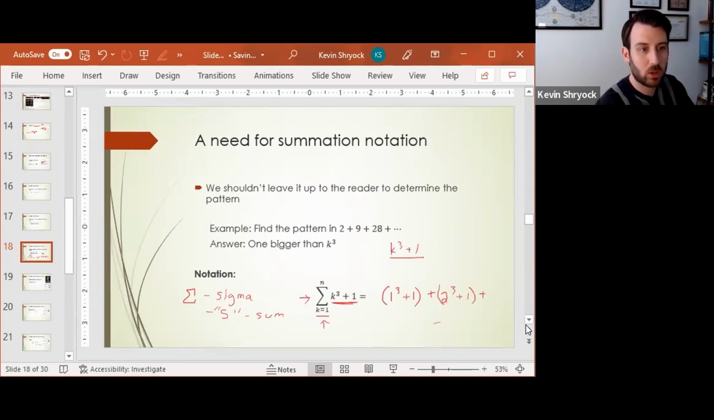3 cubed plus 1, 4 cubed plus 1, 5 cubed plus 1. We're going to continue this all the way until I get to the top. Wherever this thing is, then I'll stop. So if that n is 10, then I'll stop at 10 cubed plus 1. If it's 500, I'll go all the way until 500 cubed plus 1. It's just saying how long am I repeating this pattern for. Okay.